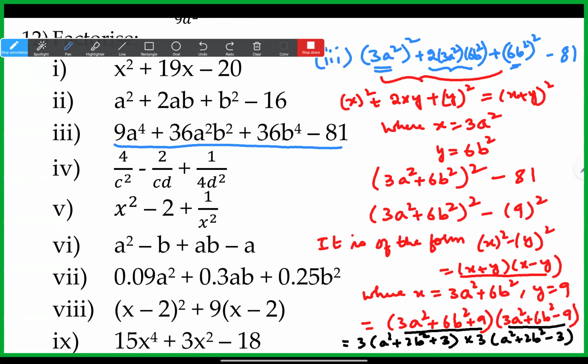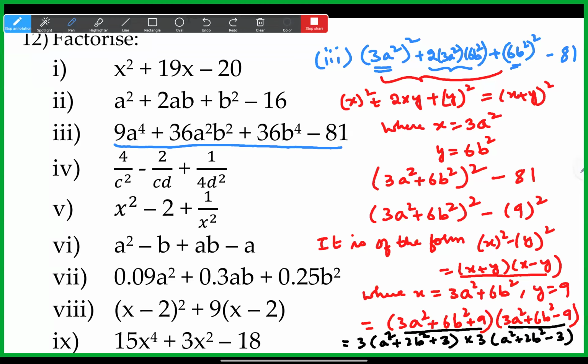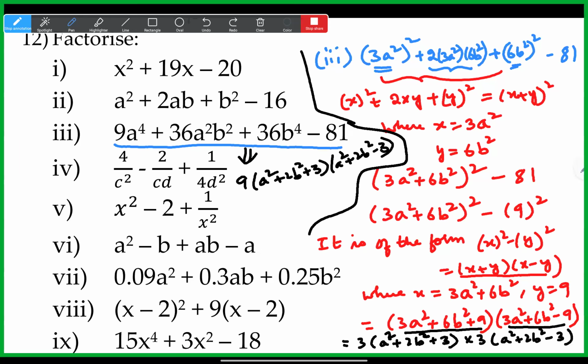The reason is, overall you can take 3 common in both the brackets. Now both the 3's will get multiplied, and we will write 9 into a square plus 2b square plus 3, into a square plus 2b square minus 3. This is the only step here. Taking 3 individually common is the only thing, Maisha, which is extra here. Remaining all same, like before.